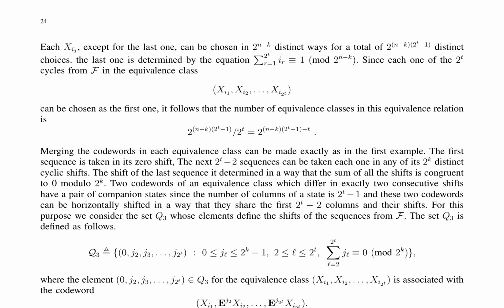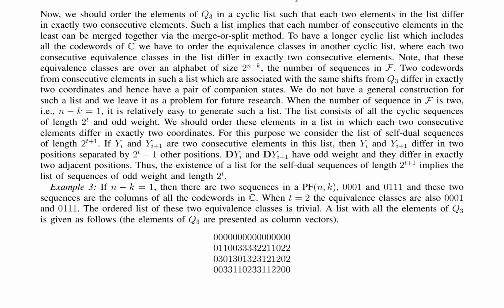The set Q3 is defined, whose elements define the shifts of the sequences from F. Q3 is defined as the set of tuples (0, J2, J3, ..., J2t), with 0 ≤ JL ≤ 2k−1 for 2 ≤ L ≤ 2t, such that the sum over L equals 2t of JL is congruent to 0 mod 2k. The element (0, J2, J3, ..., J2t) of Q3 for the equivalence class (She1, She2, ..., She2t) is associated with the codeword (She1, EJ2 She2, ..., EJ2t She2t). The authors discuss the need to order the elements of Q3 in a cyclic list such that each two elements in the list differ in exactly two consecutive elements. Such a list implies that each pair of consecutive elements in the list can be merged together via the merge-or-split method.